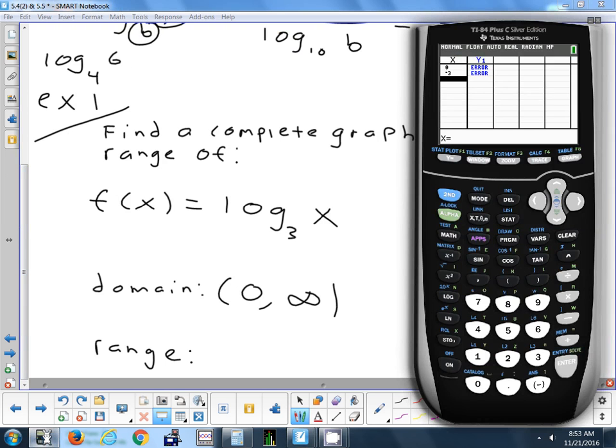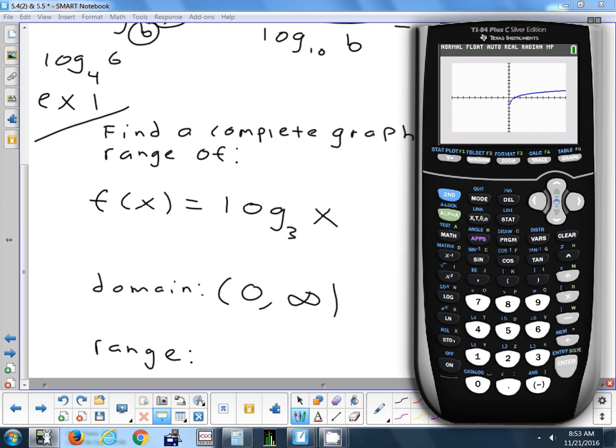And how about the range? Any thoughts on the range? I would not trust that picture. That picture is not right. It's as good as the calculator is going to do, but it's not right. So the range is not -2 to infinity, if you were thinking that. It does. It just keeps going down forever and up forever. So what's the range? All real numbers.